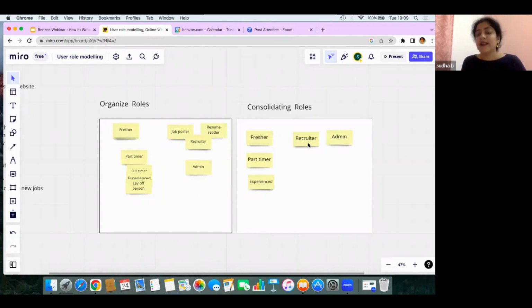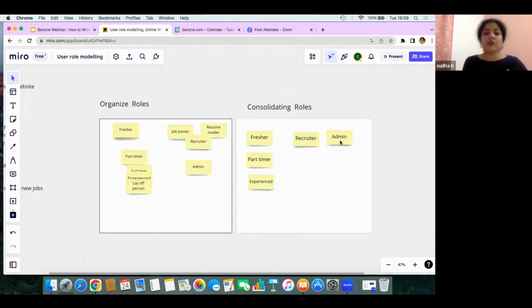That's what I've done. Admin, totally different goals, totally different ways of managing the website. So his interactions with the system will be different. So I want a user story to solve admin's problem. So I'll keep the admin user role as it is.